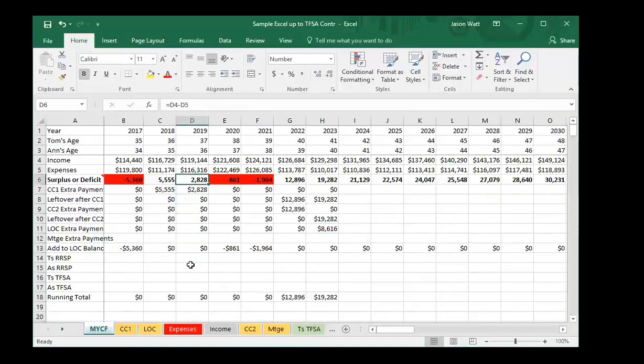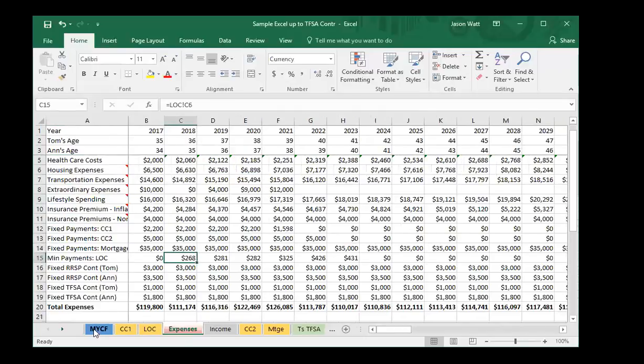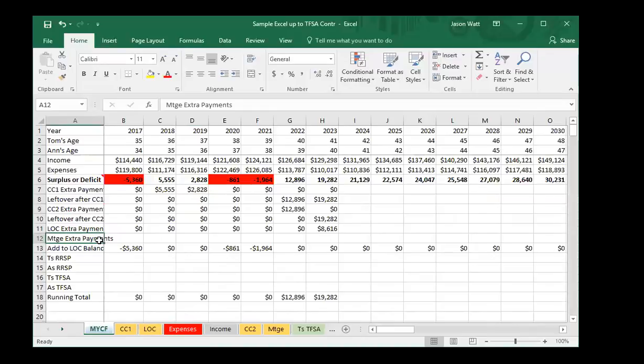And I'm not concerned about my expenses sheet because really what I'm doing with these extra payments is I'm treating these as amounts that are distinct from our expenses. So we have a surplus or deficit based on our income and expenses, and then what are we doing with that surplus or deficit? That's why I'm not manipulating the expenses sheet. Now, mortgage extra payments, I'm going to leave this blank for now.